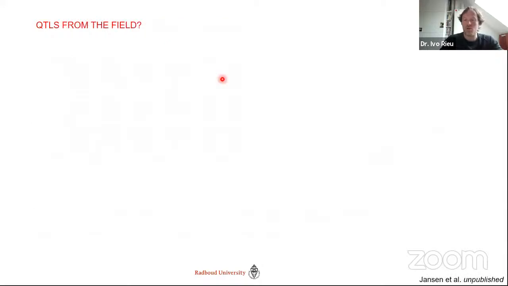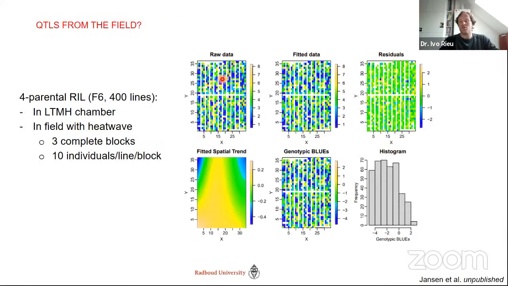Good, so then to conclude, I would like to say a few words about a very recent experiment that we're doing. I already told you we're now taking things from our greenhouse and climate rooms, but also into the field. So this is a big experiment where we made a 4-parental RIL. And we took it into the F6 generation, so it's nicely, largely homozygous.